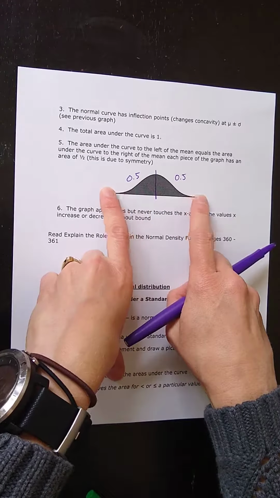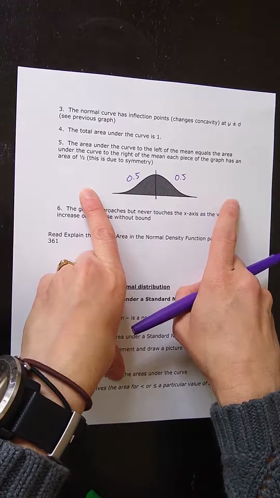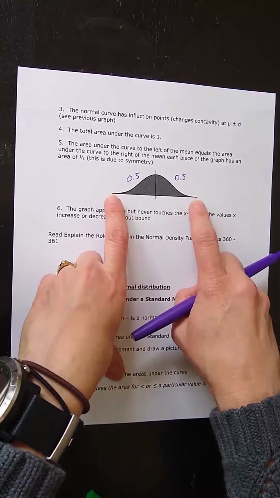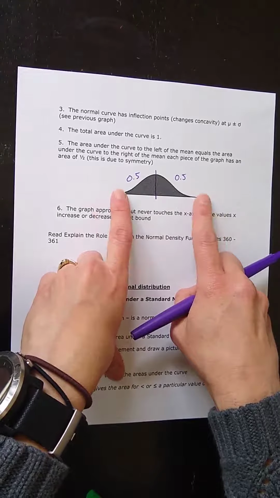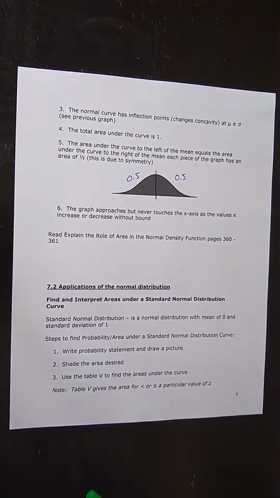These tails technically go out forever. They never actually get down to 0. They never actually touch the x-axis. But most of our data falls in those 3 standard deviations, 99.7% of our data. So we don't worry too much. We just know that there's a little bit out there further. And that's about it for 7.1.